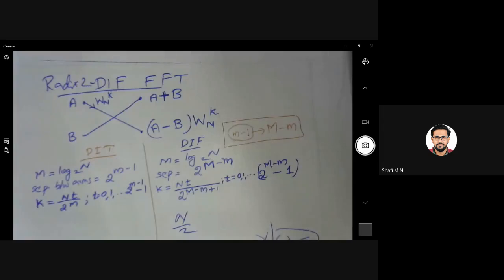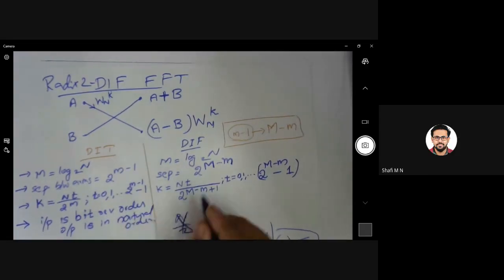And one more thing, very important, we'll make another comparison. This is 1, 2, 3, fourth one, very important. Here you can say that input is in natural order. Sorry, input is in bit reversed order, right? For DIT, your input was in bit reversed order, and what about your output? Output is in natural order. Serial, isn't it? Yes, sir.